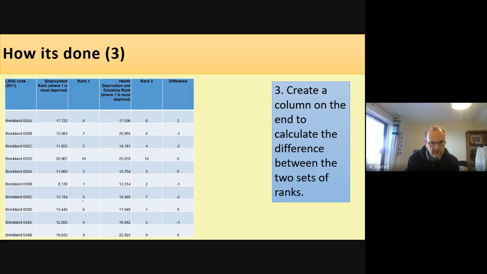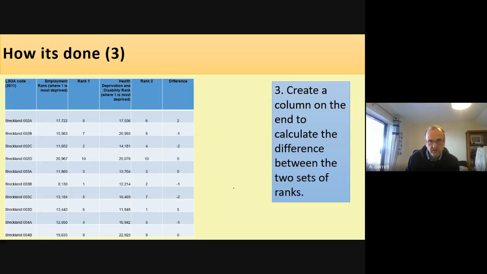Apart from this one, which is, funnily enough, one of the Deering ones, actually. So it ranks 6 for the employment. Okay, so very much in the middle. But it came out worse for health. Okay, 1. So there was a 5 point gap there between the ranks.